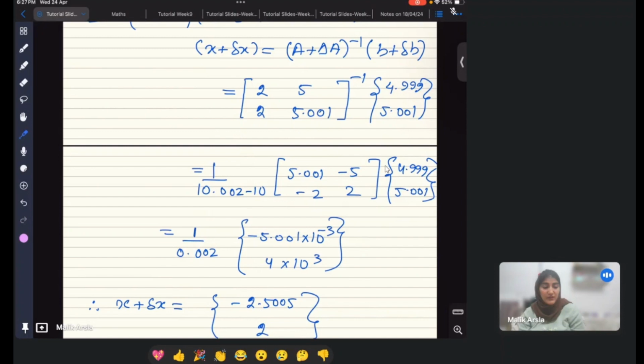Now one thing you can do on your own is check the solution for the original system and calculate the value of x. Then you can compare x and x plus delta x, so that you can see how much the perturbations in A and B affect the solution.